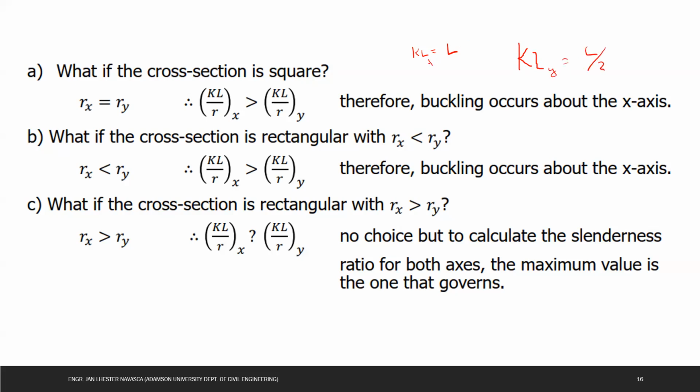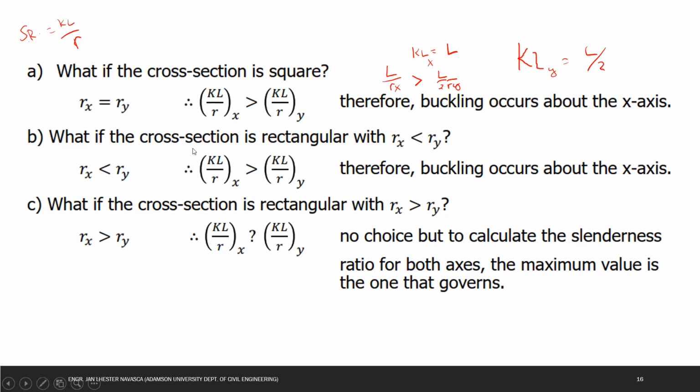Okay, your KL in the x-axis is L. So since you have both radius of gyration to be equal, so Rx and Ry are the same. So the slenderness ratio, that is KL over R. Okay, so therefore your L over Rx is greater than L over 2 times Ry, since Rx and Ry are the same. So therefore, the slenderness ratio in X is greater than the slenderness ratio in Y. Therefore, the buckling occurs about the X-axis.